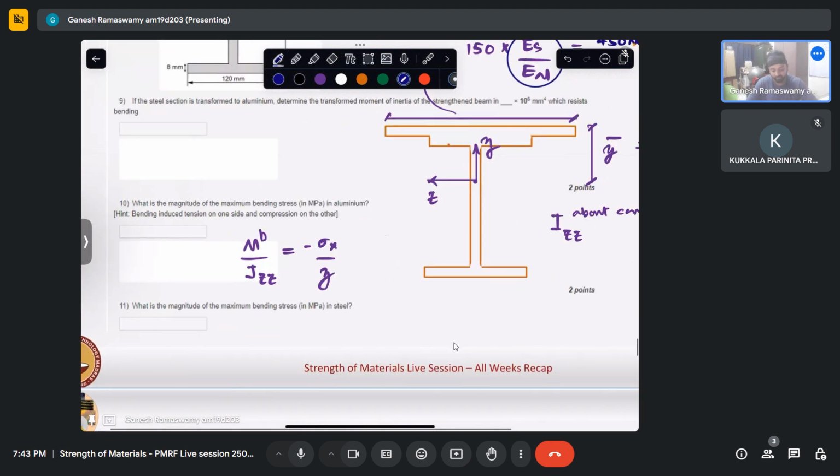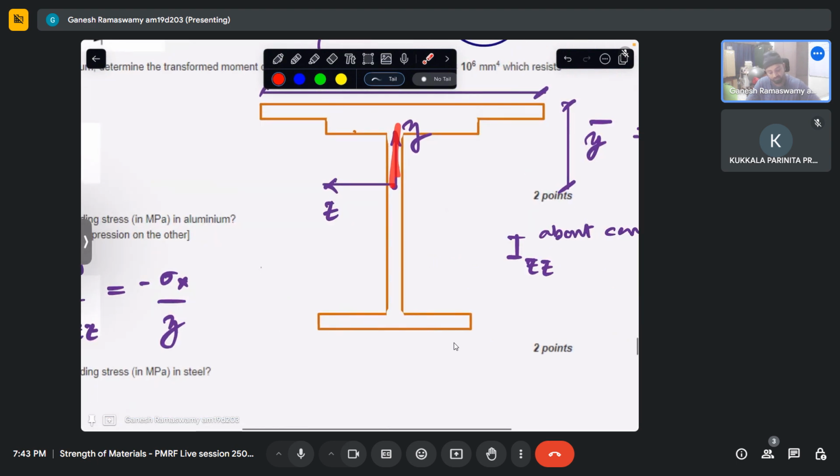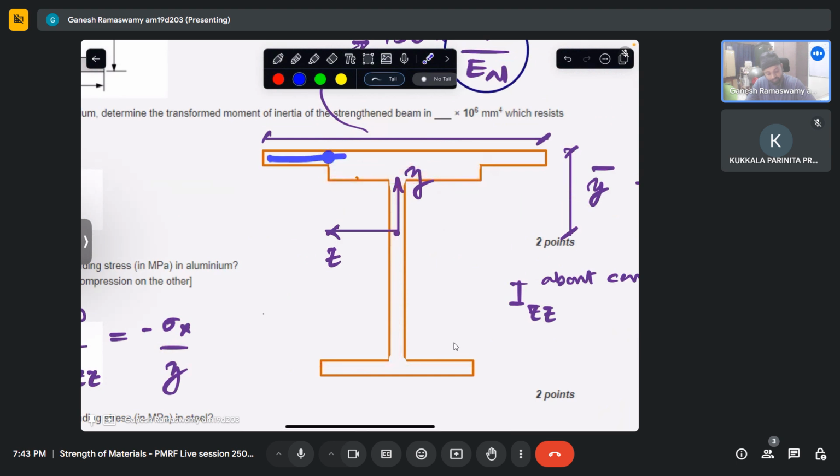So once we find out Izz and once we find out MB, sigma x is just a linear function of this y. So what is the magnitude of the maximum bending stress in aluminum? Mind you, aluminum is this portion presently. The portion on the top is transformed aluminum, or transformed steel, I should say. It is not actually aluminum. So the maximum stress can occur here or at the bottom for aluminum. So we have to see which is more and report that.